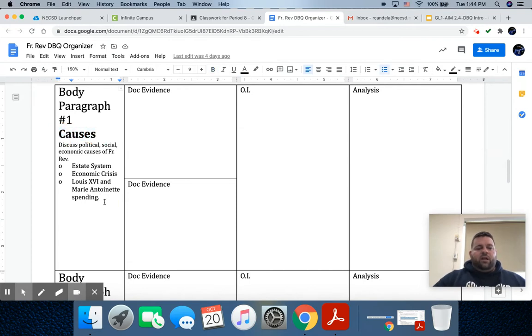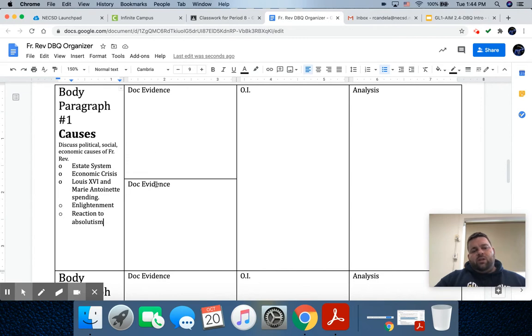Another important one here would be the Enlightenment, right? You should be discussing the Enlightenment here. You should be discussing the reaction to absolutism. All of these factors are causes of the French Revolution. So through the use of document evidence and outside information, you need to discuss all of these things.